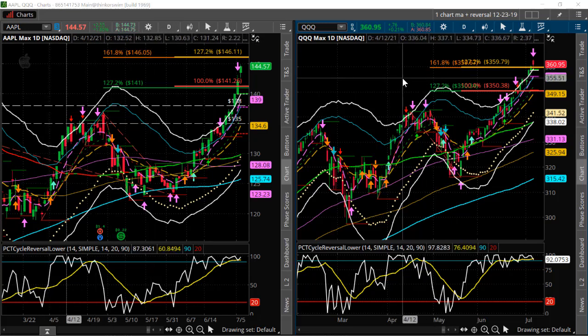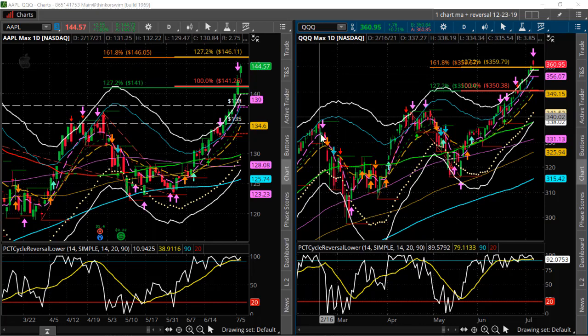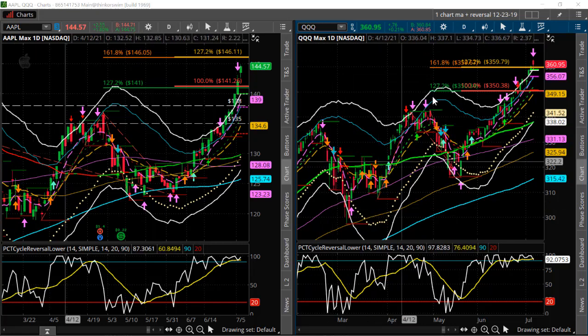I like the daily time frame for swing trade cycles, so cycle swings up or down. Markets will tend to cycle. You can see here how the QQQ came down, cycled up, cycled down.